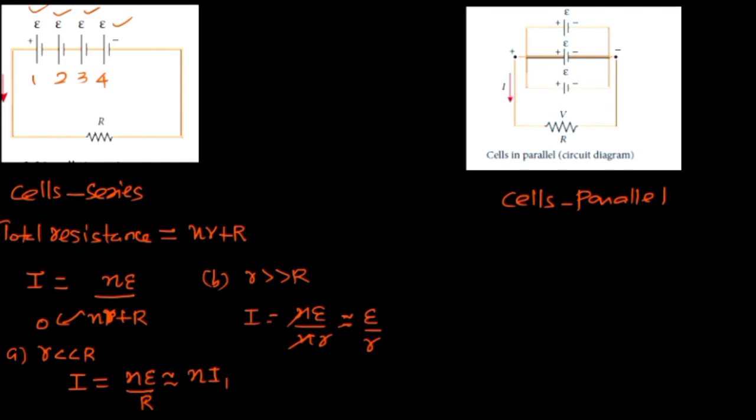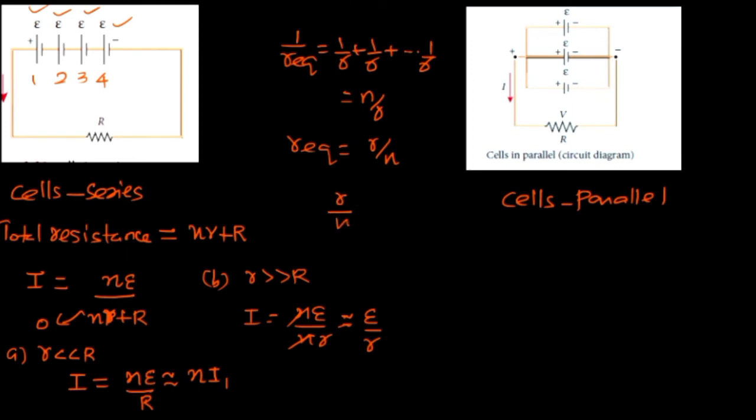But when you go to the parallel connection, what is the effective resistance here? For parallel connection, 1 by R equivalent is 1 by r plus, எல்லாம் identical தான் எடுத்திருக்கோம், plus etc., 1 by r. So எல்லாமே 1 by r தான். So this will be equal to n by r, right? So R equivalent in parallel case is r divided by n. So therefore your total resistance will be r by n plus R.